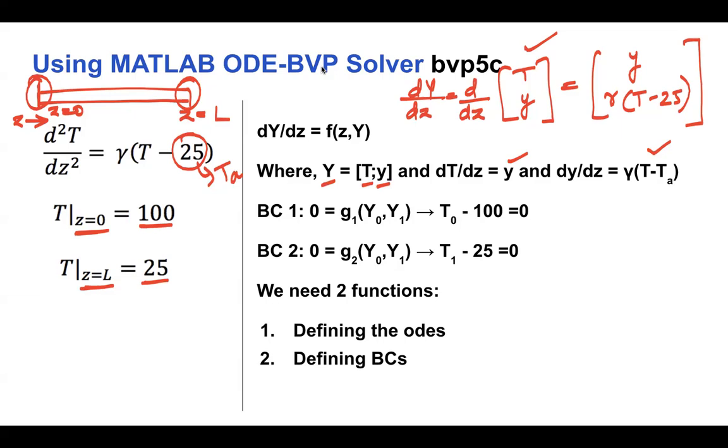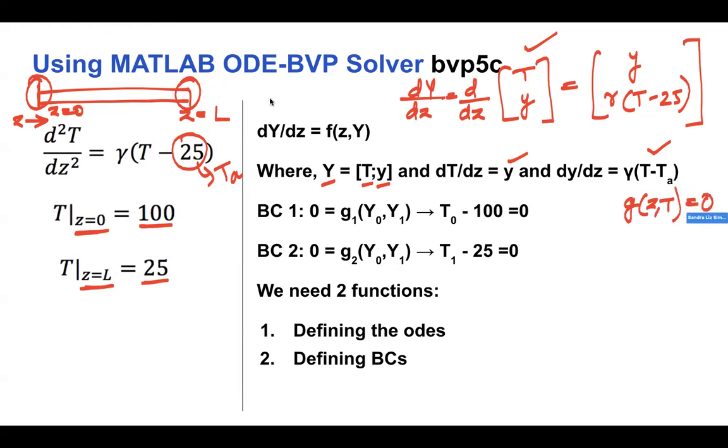In the BVP solver, we include the boundary condition by writing it in the form of a function. So you have to write it in the form of a function G. Here what we do is we write it as a function equal to 0.